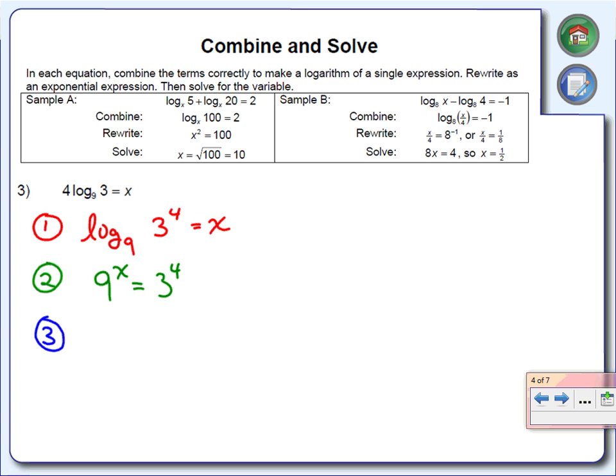Now let's start solving this thing here. First I want to know what 3 to the 4th power is. Anybody know what 3 to the 4th power is? 81. 3 to the 4th power is 81. All right, so let's solve this. We're looking for x. So I want to know what number goes in for x. 9 to what power would give me an 81? 2. 9 squared gives me 81. Therefore, the solution to this is 2. And that's our answer.